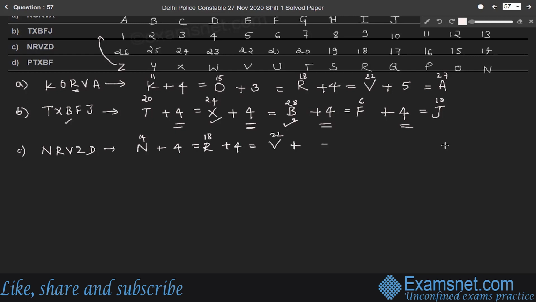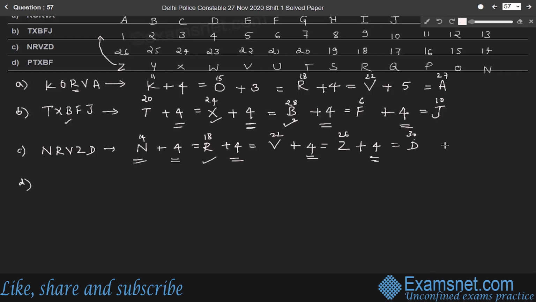V plus some number is equal to Z. Z is 26. 22 plus 4 is Z. Z plus some number is equal to D. So 26 plus 4, which is 30. Right? So here, the number 4 is constantly added to the letters to get the next letter.